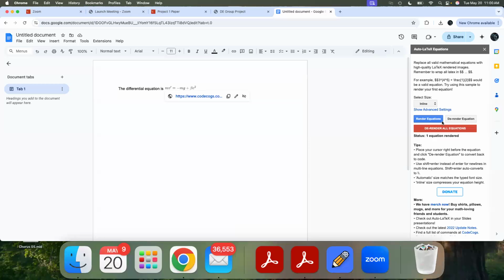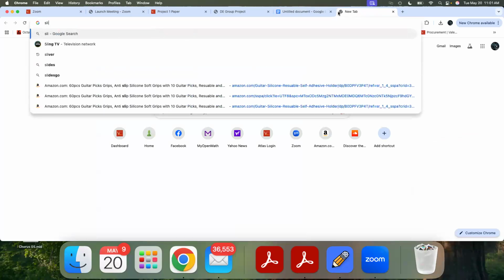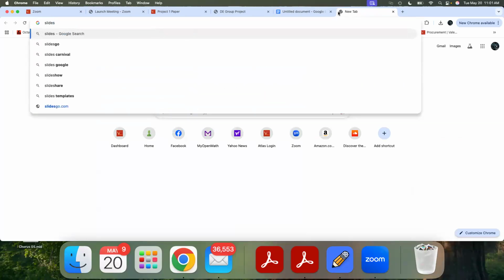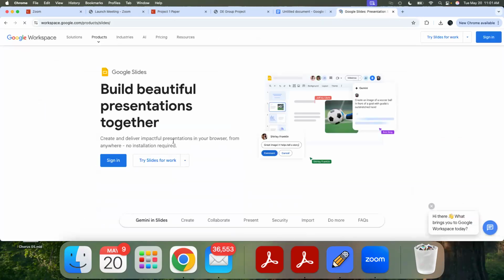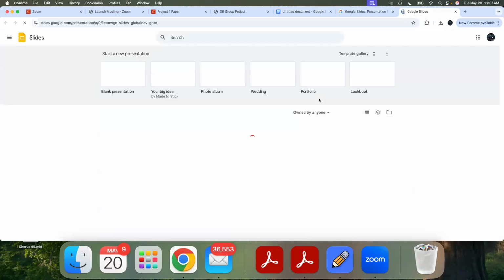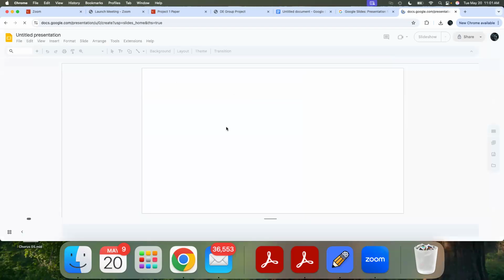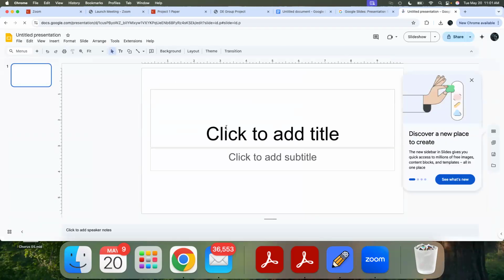Okay, once you get everything typed up here in Google Docs, there's no need to reinvent the wheel. I can now use Google Slides. I'm already signed in, but to make my presentation.